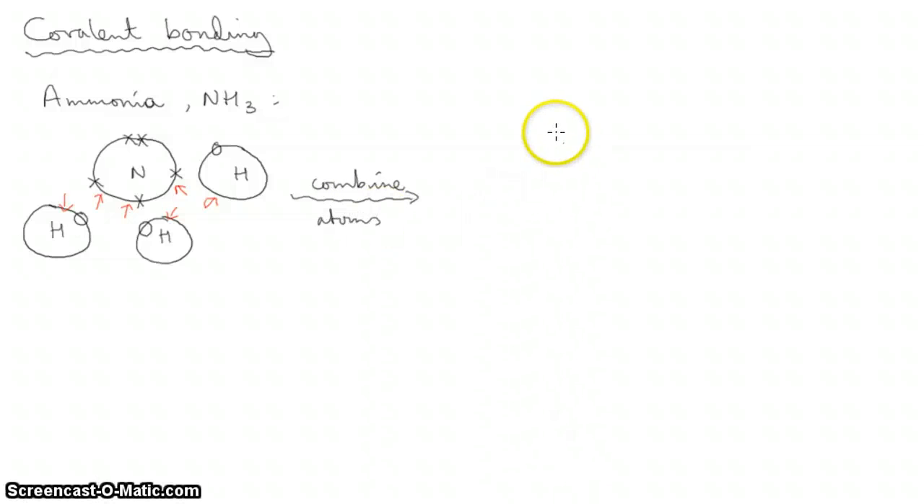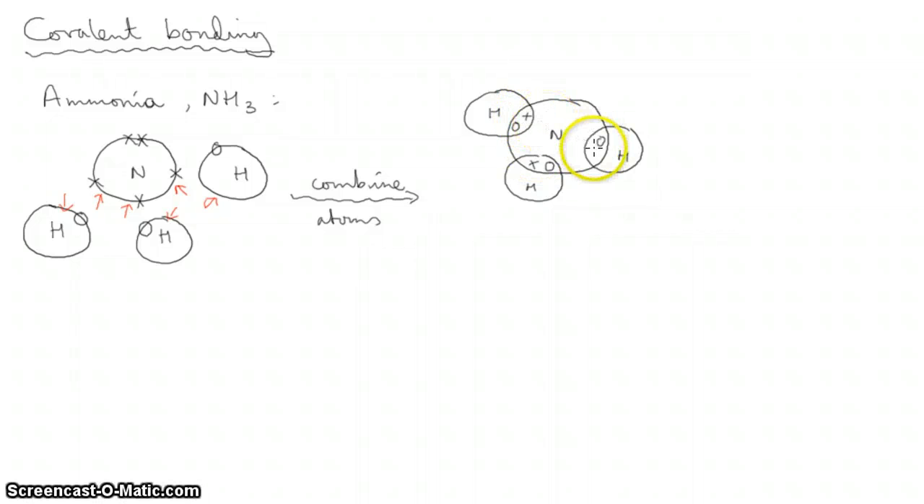Okay, so we've got a nice big nitrogen, and it's going to overlap with 1, 2, 3 hydrogens. Each hydrogen is going to share its 1 electron with the nitrogen. There's the nitrogen's 3 extra ones. And the nitrogen has to share 1 of its 5 electrons separately with each of the 3 hydrogens. The nitrogen had 5 to begin with, so it's got a spare pair left over.